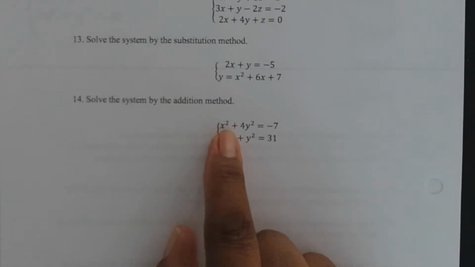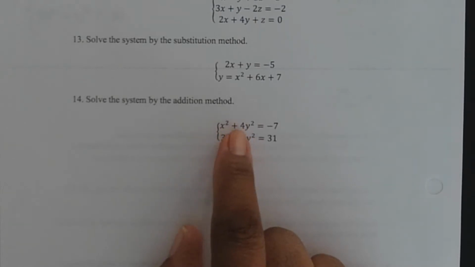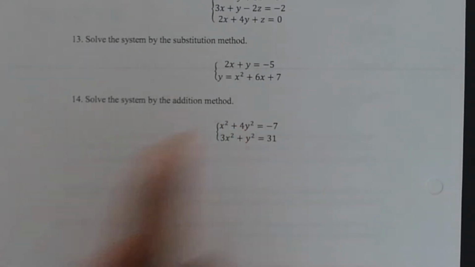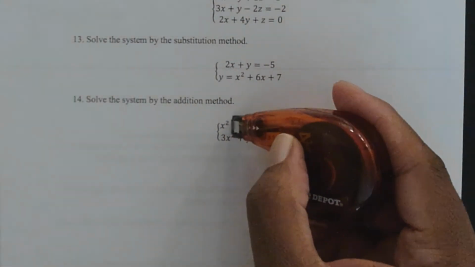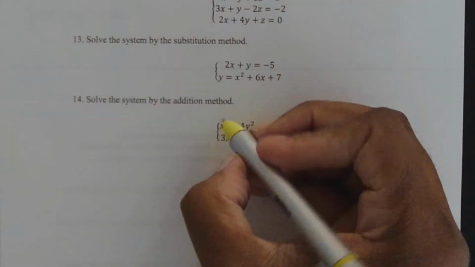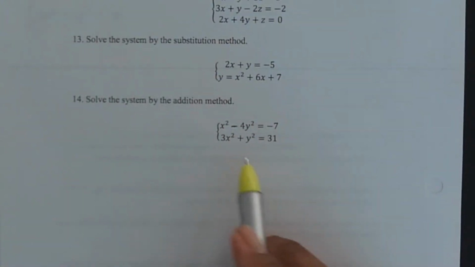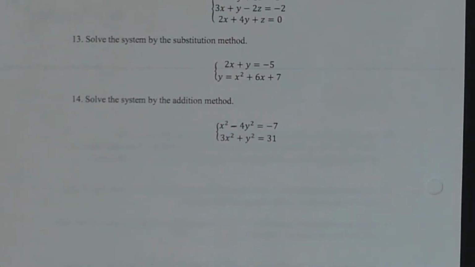Originally I had this, x squared plus 4y squared equals negative 7. That's a mistake. I need to change that plus sign to a minus. So I'm going to go ahead and do that right now. That plus sign should be minus. So it should read x squared minus 4y squared equal negative 7.